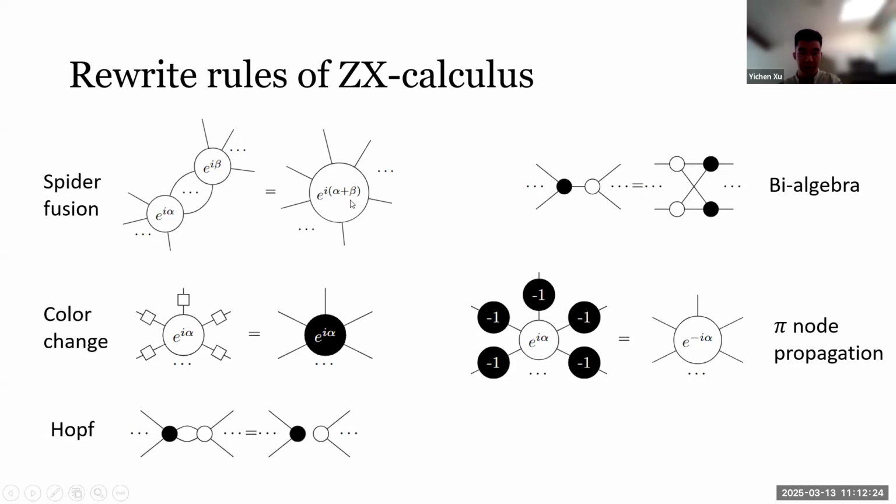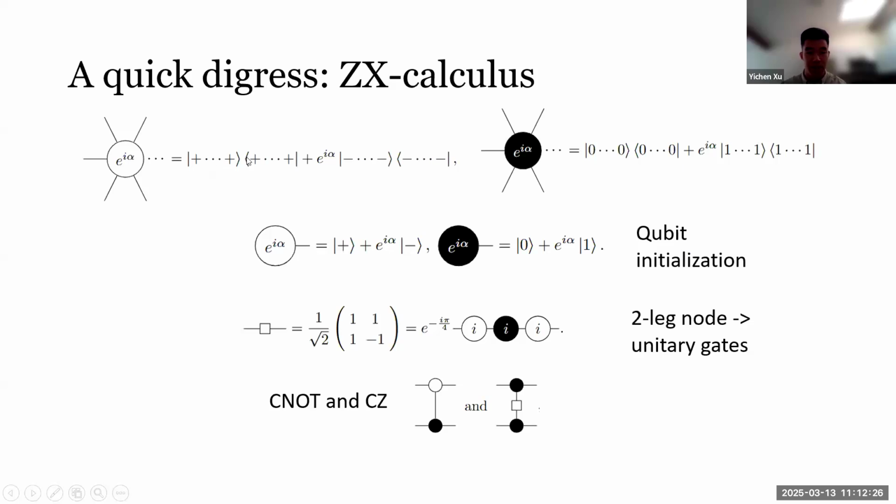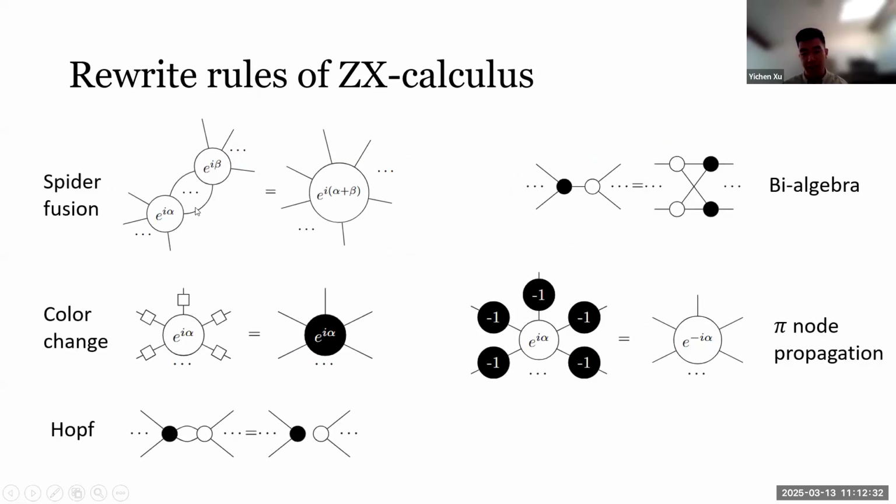This can be easily seen from the expression, because this is basically a giant GHZ state, right? Everybody is polarizing in the same direction. So if you connect all these legs, they're just going to be trivially fused. And similarly for the Z node. This is the rule of spider fusion. The second rule is color change. If you have a node and you conjugate every leg by the Hadamard, it changes the color from X to Z or Z to X.